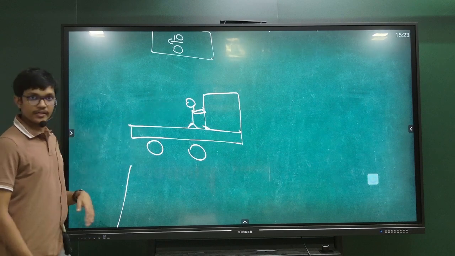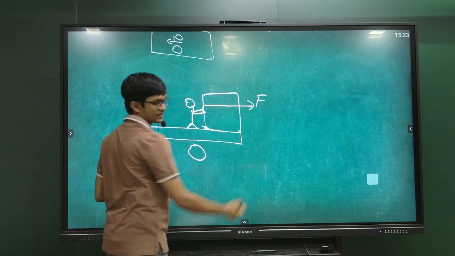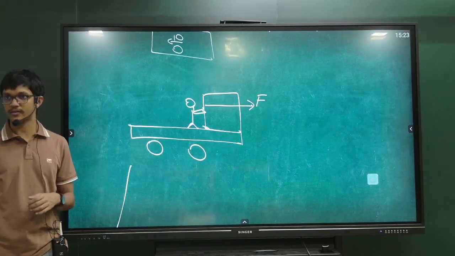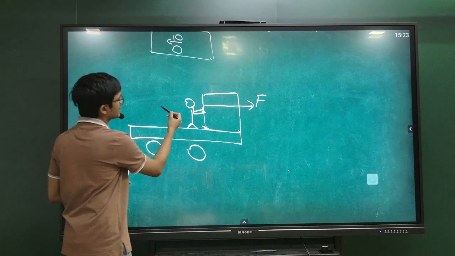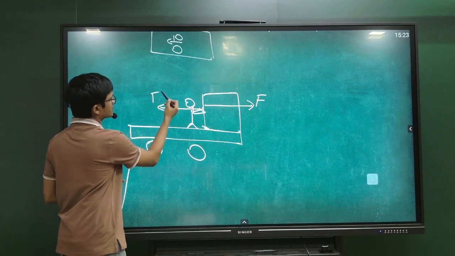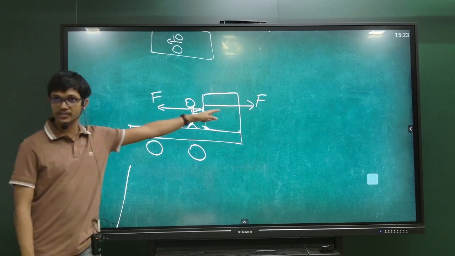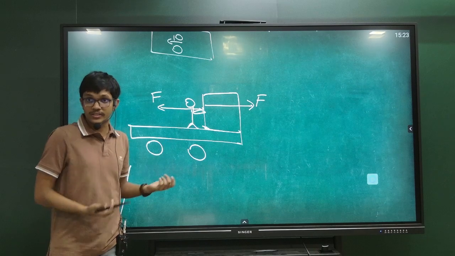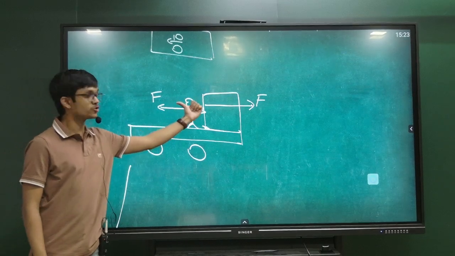This person applies a force on the truck. The reaction of that force will be on this person. This is the action, and this is the reaction. Now this person should move backward. Clear?